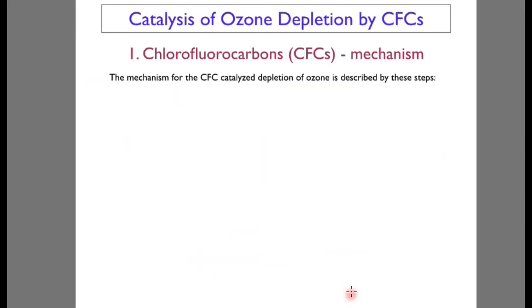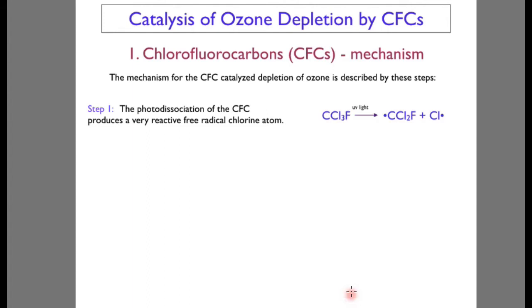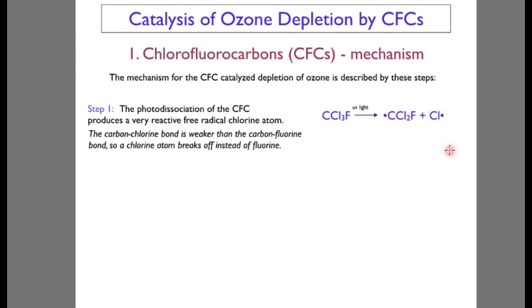The chlorofluorocarbons, this is the mechanism. First step is the photodissociation of CFC produces a very reactive free radical chlorine atom. And you can see here we've got trichlorofluoromethane in the presence of UV light, breaks down and kicks off a very reactive chlorine free radical. The carbon-chlorine bond is weaker than the carbon-fluorine bond, so a chlorine atom breaks off instead of a fluorine.